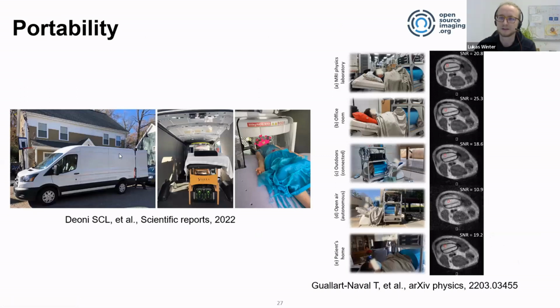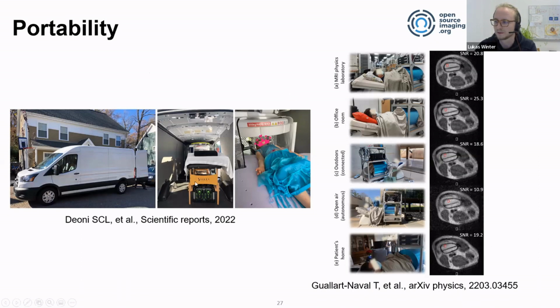Another thing is portability. Yeah, so not only in intensive care units in a hospital do you push this to the patient, but even further, you might drive the MRI to the home of the patient or to remote regions, which is also very interesting for many applications. For example, for stroke, you typically need a very quick assessment of the condition of the patient within hours. So this might be quite useful.